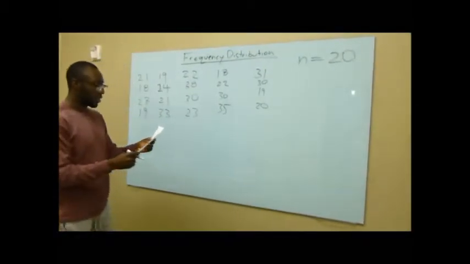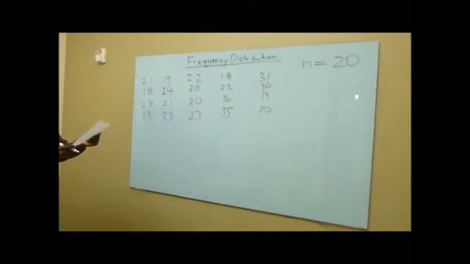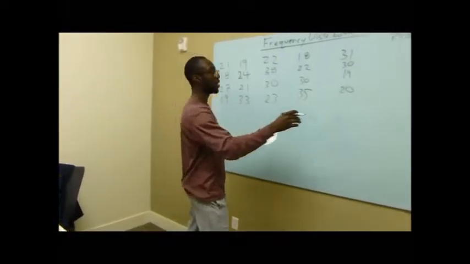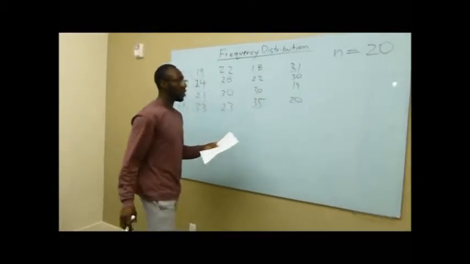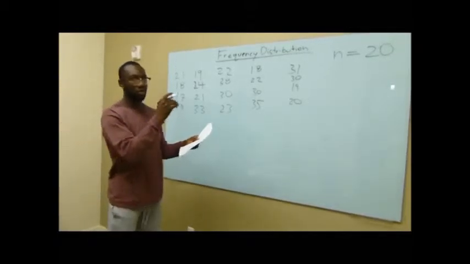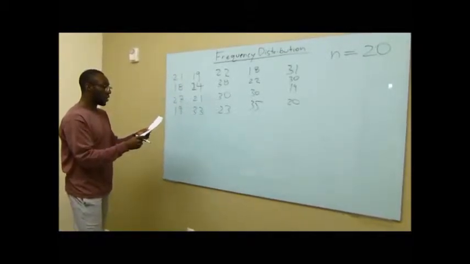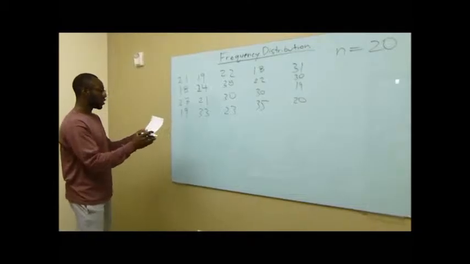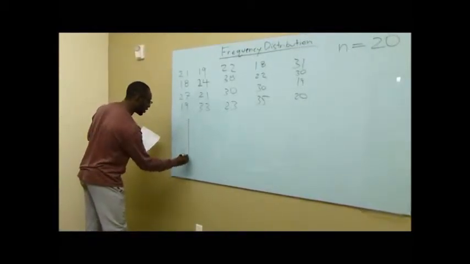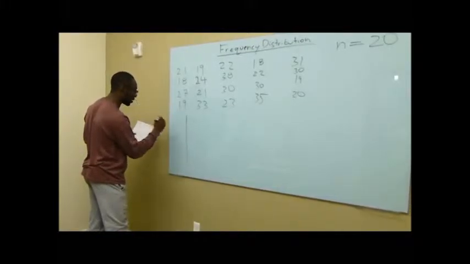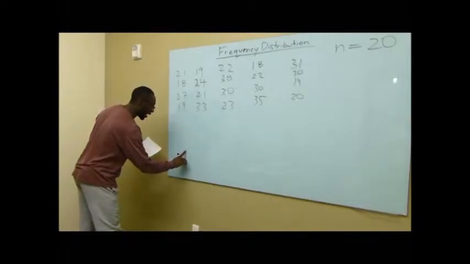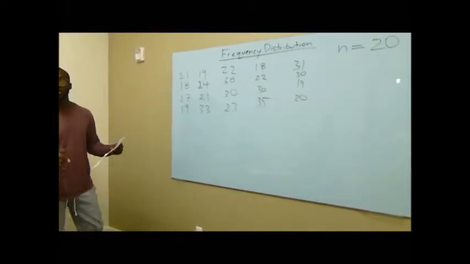The first thing that we like to do in a frequency distribution problem is identify how many numbers we have, because the frequencies are going to be equal to the number of data that we have. The first step is to organize them into categories. So I'm going to prepare a table here so that we can organize them into categories. However, we don't know how many categories we're going to use.